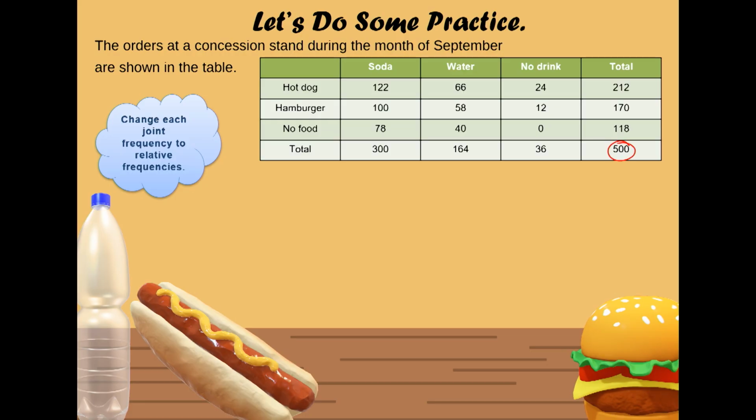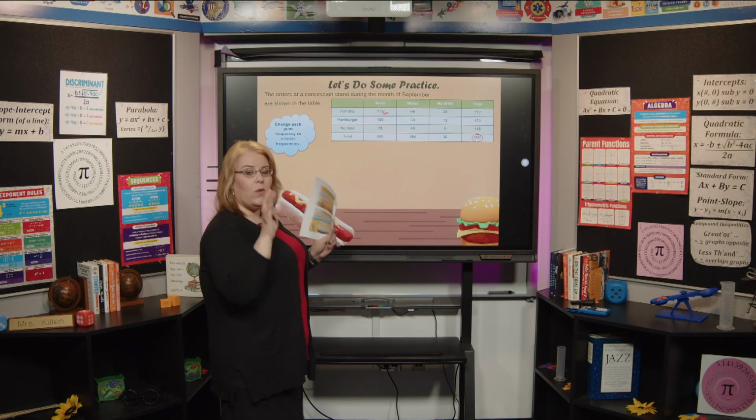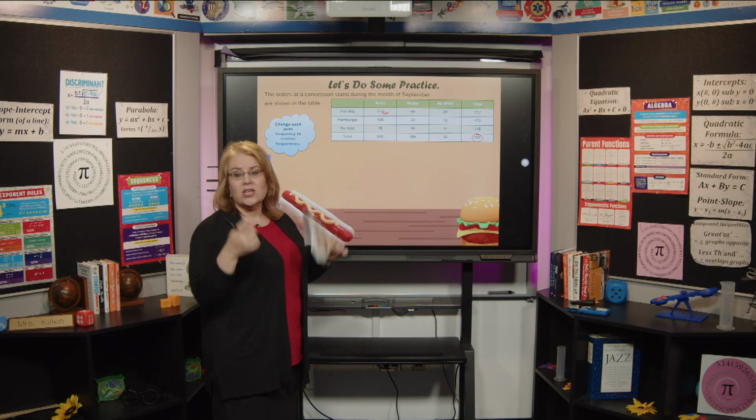So what we're going to do is take each one of these and divide them by 500. So on your paper, I want you to do this. I'm going to do this up here on the board. And when we're finished, I want us to come back and compare. So here we go.